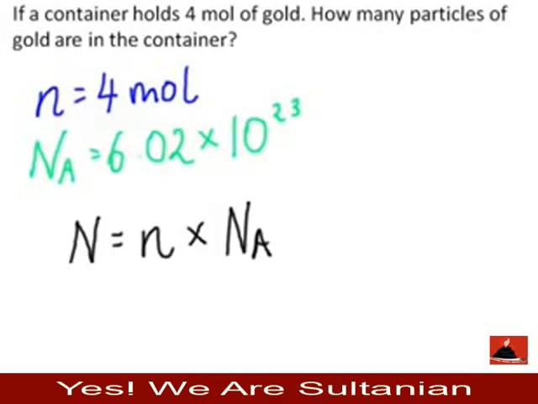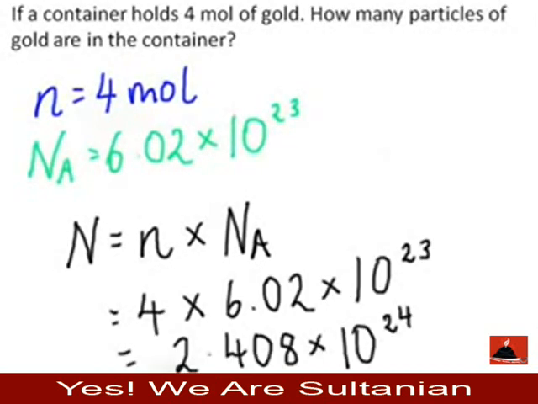Then we write down our formula and substitute all the numbers that we know. So we know that little n equals 4, so we put that in, and Avogadro's number is 6.02 times 10 to the 23. We work that out and get 2.408 times 10 to the 24. And that's the number of particles.